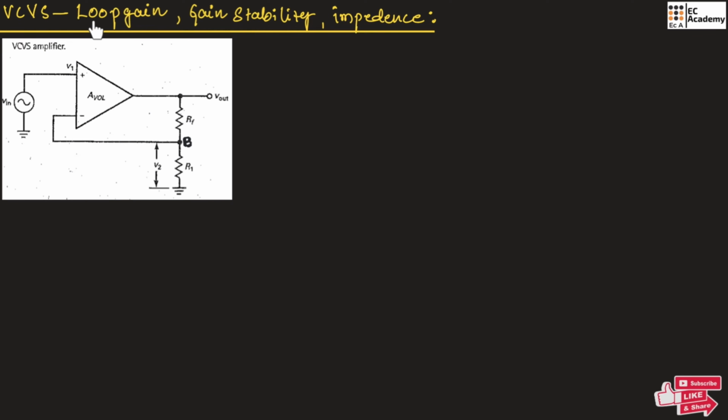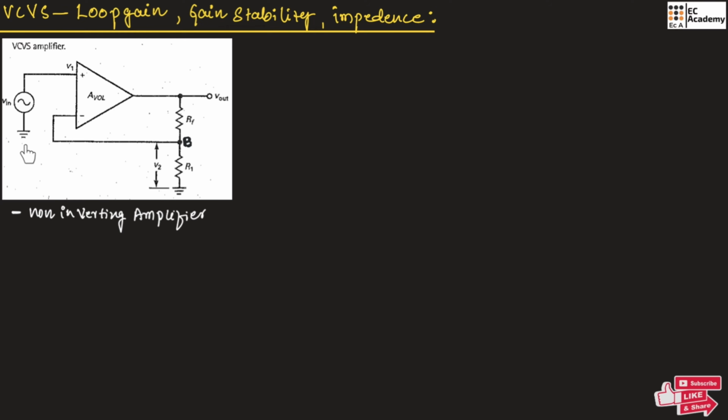In this lecture, let us understand loop gain, gain stability, and impedance of VCVS, which is voltage controlled voltage source. To understand voltage controlled voltage source, let us consider a non-inverting amplifier.